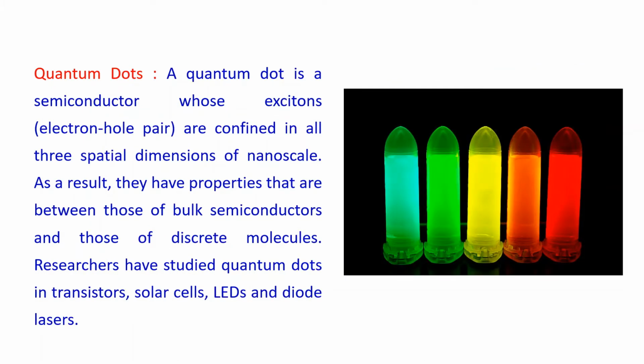And now we will discuss quantum dots. A quantum dot is a semiconductor whose excitons, basically electron-hole pairs, are confined in three spatial dimensions of nanoscale. As a result, they have properties that are between those of bulk semiconductors and those of discrete molecules. Researchers have studied quantum dots in transistors, solar cells, LEDs, and diode lasers. By using these quantum dots, you can produce different types of colors.